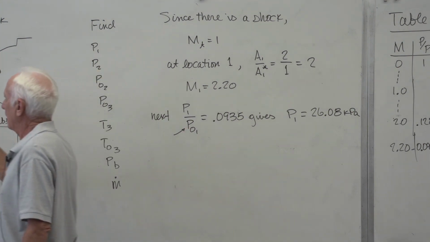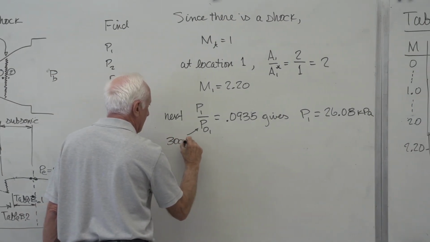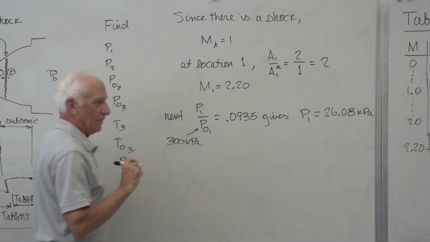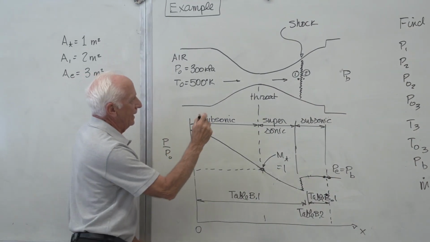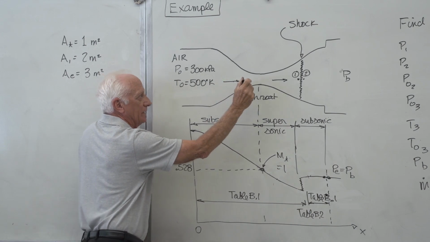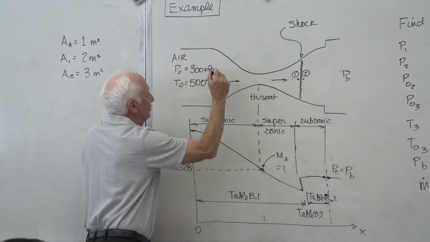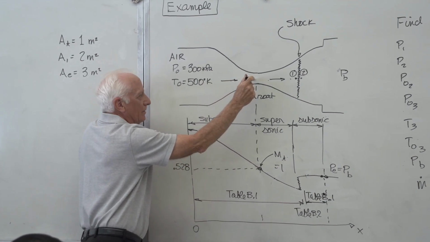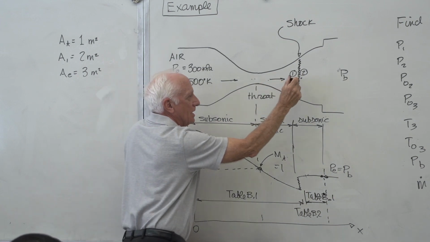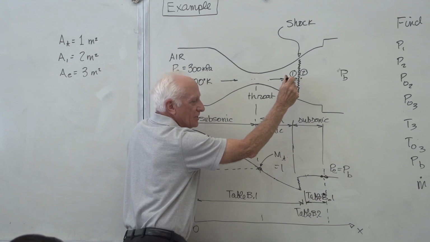P naught 1, 300. Anywhere that my pen point is, I don't care where I am, P naught is equal to 300 kPa. Here at the throat, what's P naught? 300 kPa. Just before the shock, what's P naught? 300 kPa. It doesn't change until you go across the shock. Okay, haven't crossed the shock yet.